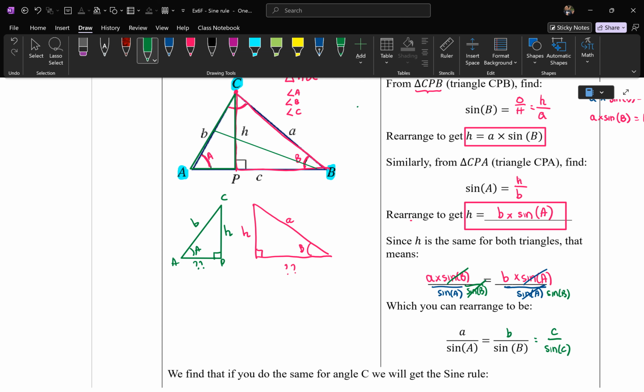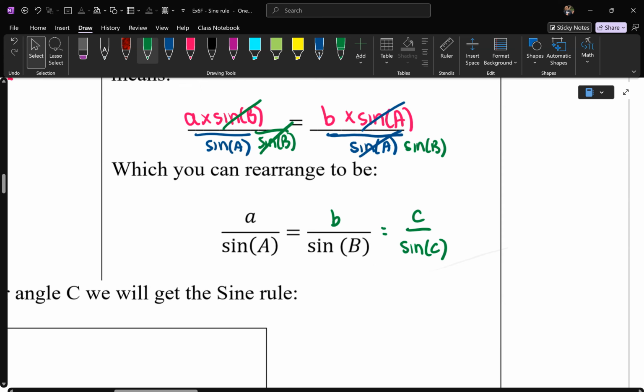So if you did it that way and got 90 degrees, you would have got the same thing: C over sine C would be equal to A over sine A, and that means it's all equal to each other. So what you see here is what we call the sine rule.